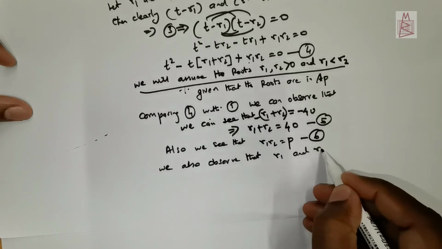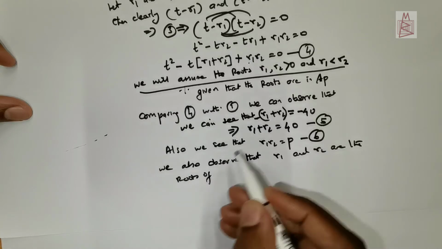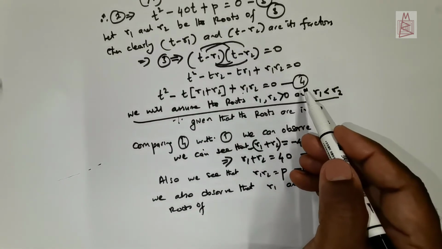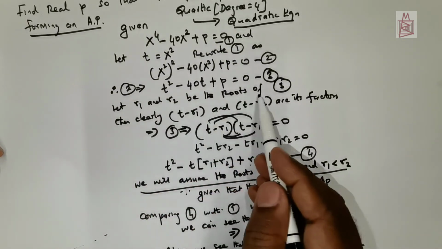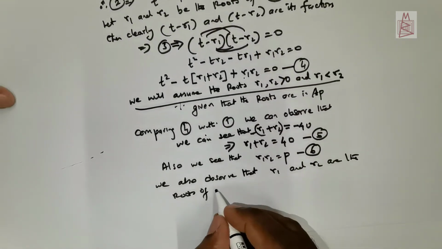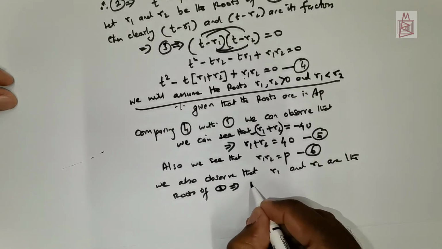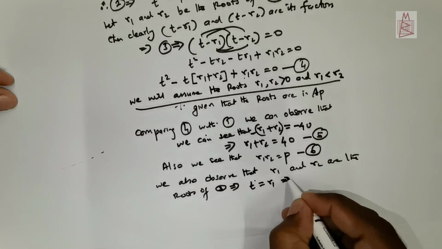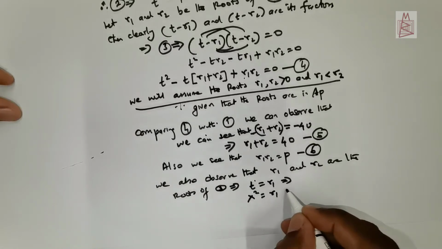Now we should also observe that R1 and R2 are the roots of the given equation. I assume that R1 and R2 are the roots of 3. So this would mean t is equal to R1. It means x squared is equal to R1.